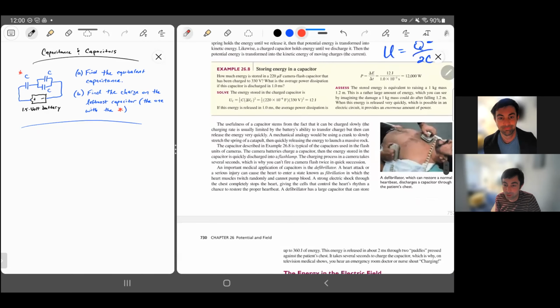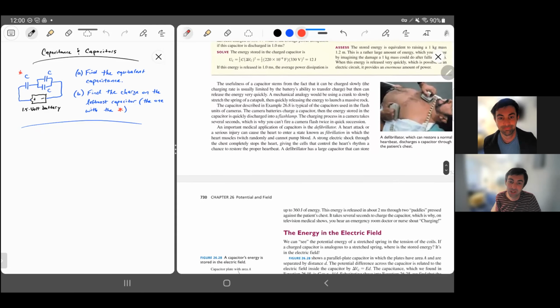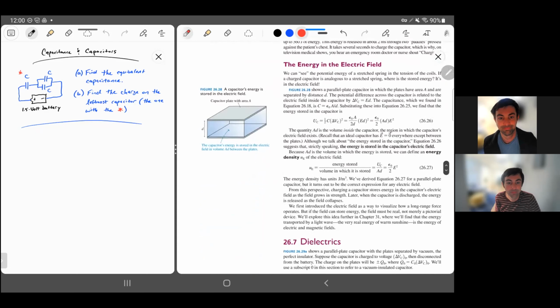Maybe a defibrillator has a bigger one. Maybe that one's millifarads, or probably not even farad though. Farad's pretty big, huge.